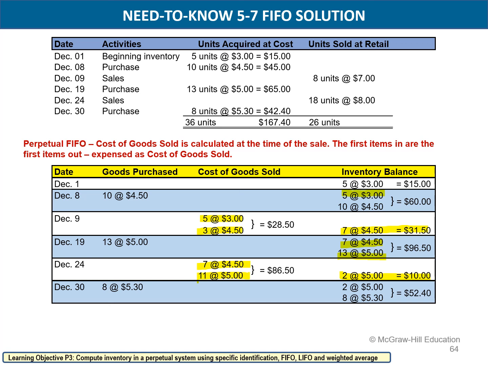And then we have our December 30th purchase of 8 at $5.30. So we have our 2 left plus our 8 purchase for ending inventory of $52.40. Cost of goods sold is our $28.50 plus $86.50 or $115.